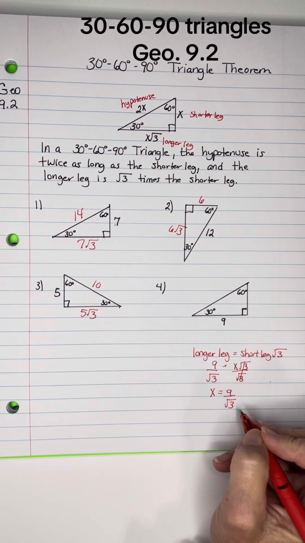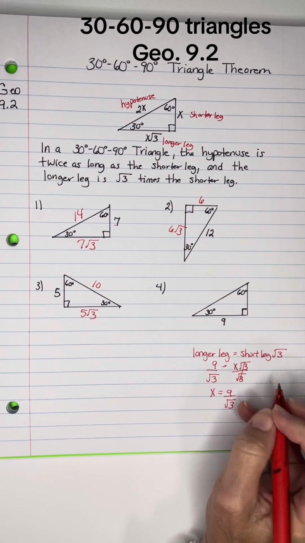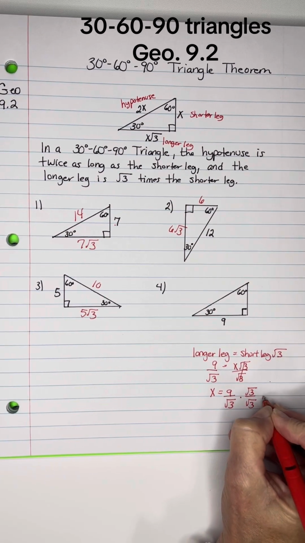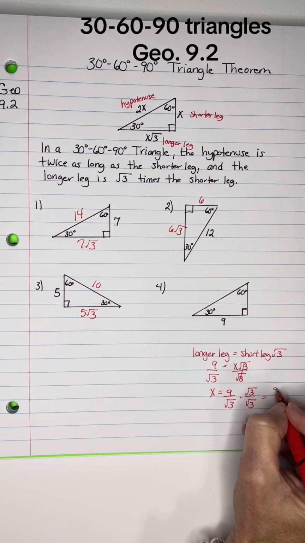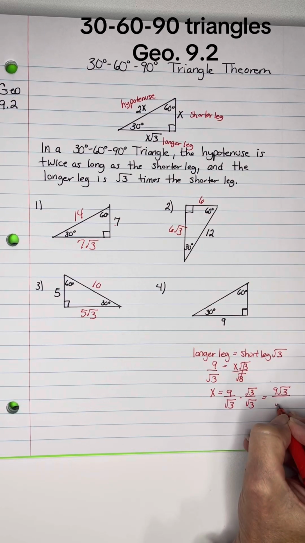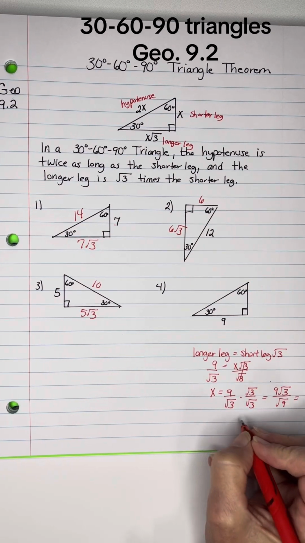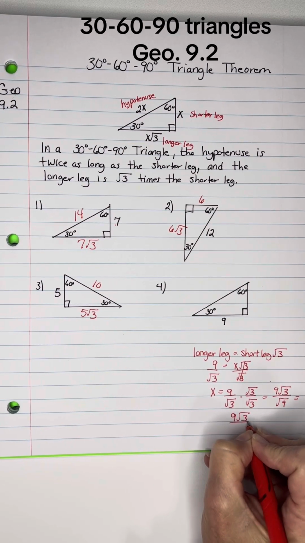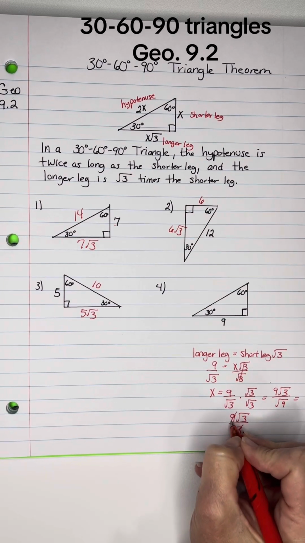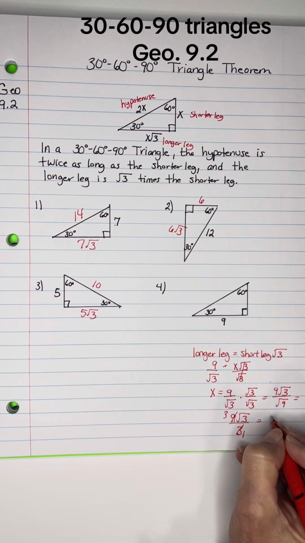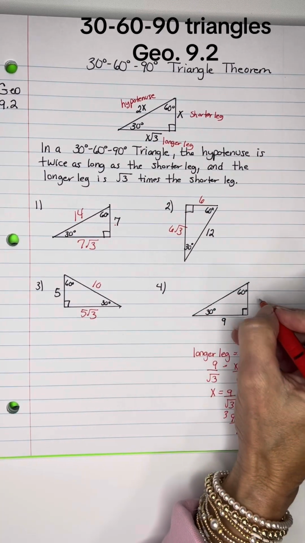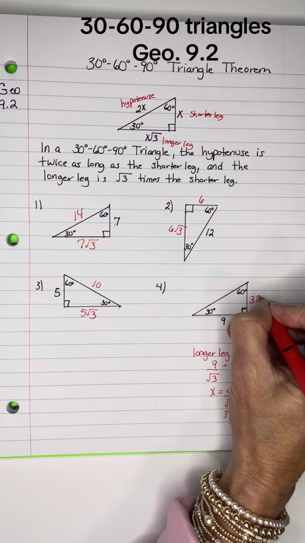In our previous videos, we know that we can't allow a radical to be in the denominator, so I'm going to rationalize it by multiplying by the square root of 3 over the square root of 3. Then we get 9 root 3 when I multiply the numerators. In the denominators, root 3 times root 3 is root 9, which turns back into 3. Then I reduce this 3 and make it a 1, and 9 divided by 3 is 3. So my final answer is 3 root 3. That's the short leg, 3 root 3.